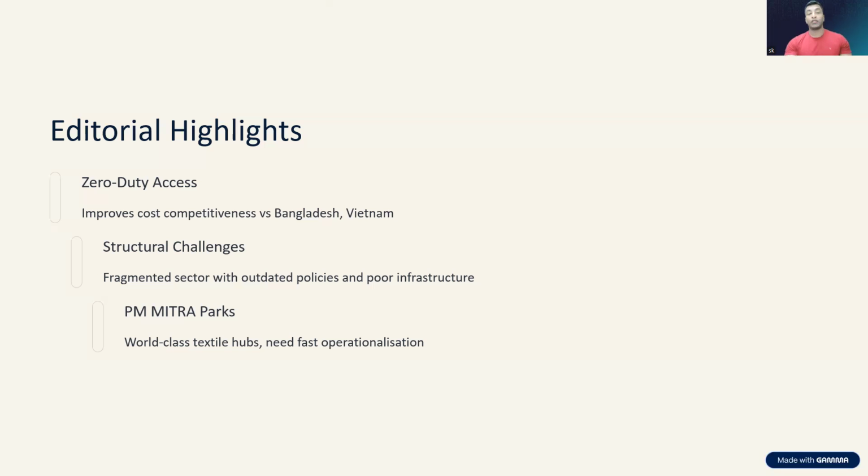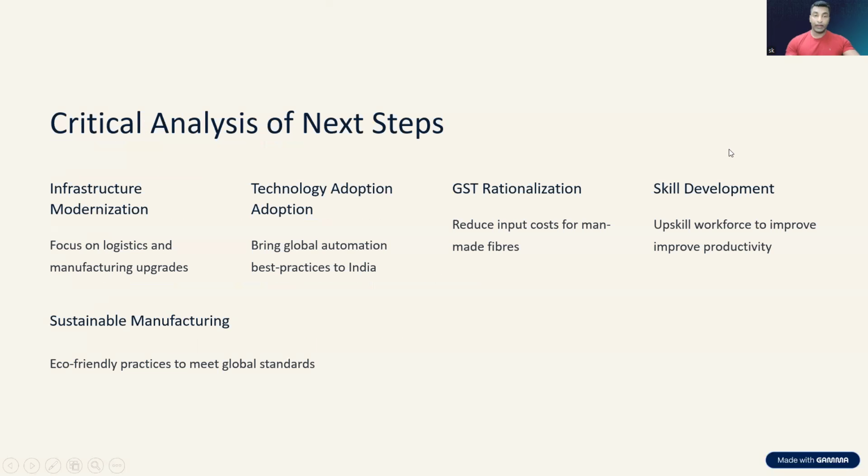And then you can talk about PM Mitra Parks also. The Pradhan Mantri Mega Integrated Textile Region and Apparel, PM Mitra Parks initiative, basically aims to create world-class textile infrastructure. Proper and swift operationalization of these parks can significantly enhance production efficiency, supply chain management, and global competitiveness also. These parks are expected to attract FDI, boost job creation, and enhance India's capacity to meet global standards. So all these points you can mention if you get a question related to this.